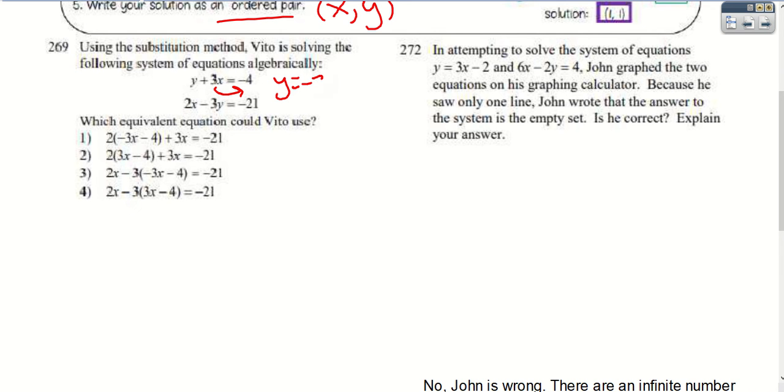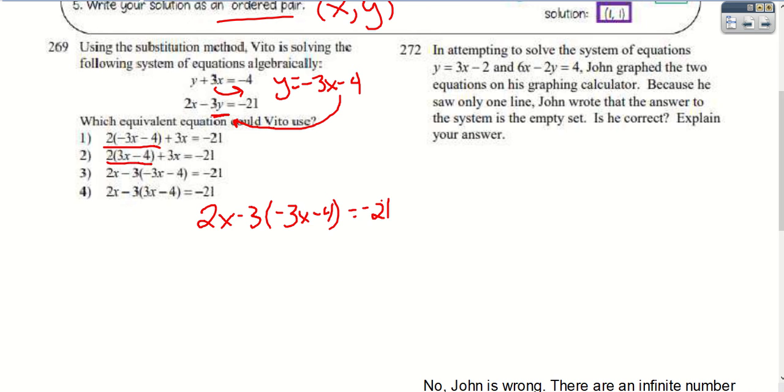So I get y is equal to negative 3x minus 4. And then what I would do is, where this says y, I'm going to plug in that negative 3x minus 4. So it's 2x minus 3, and instead of our y, I'm going to write negative 3x minus 4, and then equals negative 21, which is the same, right? We can see that these two are plugging into the wrong spot, so that's out. And this one, the difference is one's negative, one's positive. We know our choice is number 3.